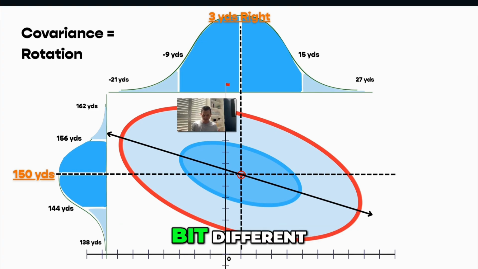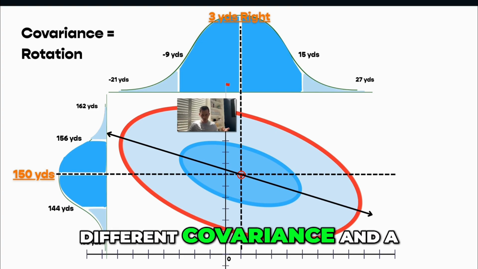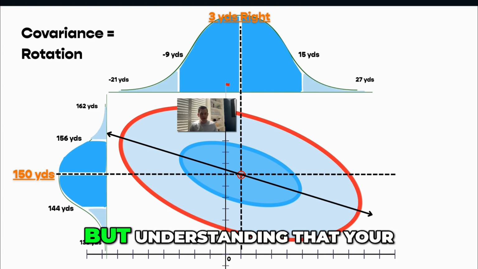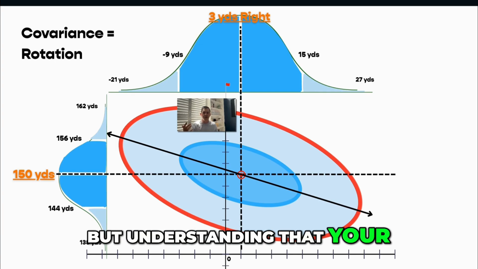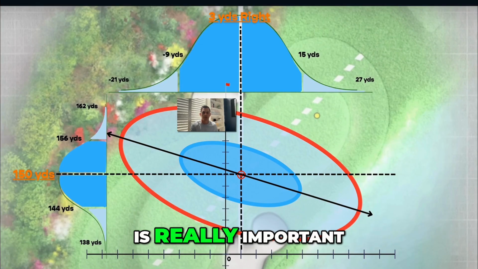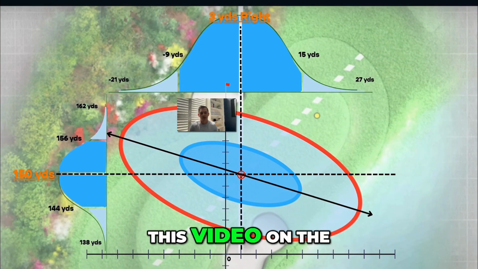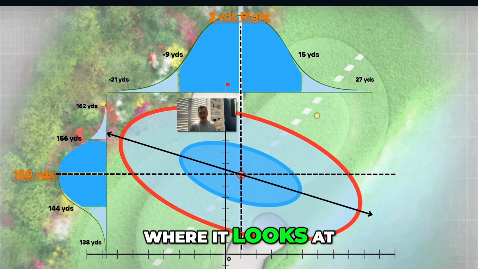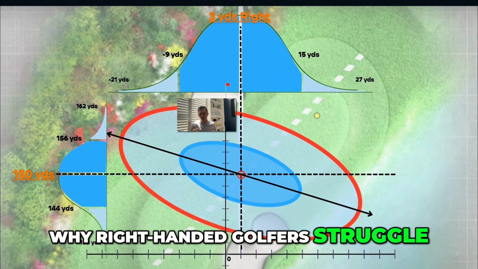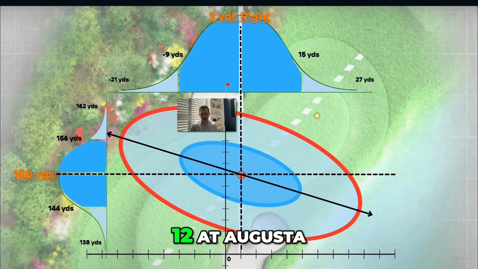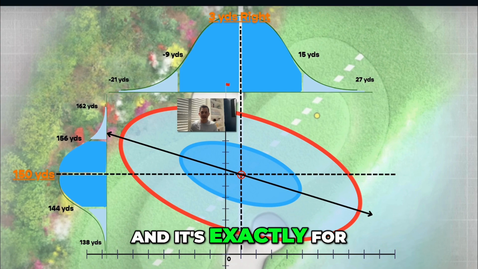Now every player is a little bit different. They're going to have different covariance and a different rotation. But understanding that your dispersion does have rotation is really important. You may have seen this video on the Golf Channel where it looks at why right-handed golfers struggle so much on number 12 at Augusta. And it's exactly for this purpose.